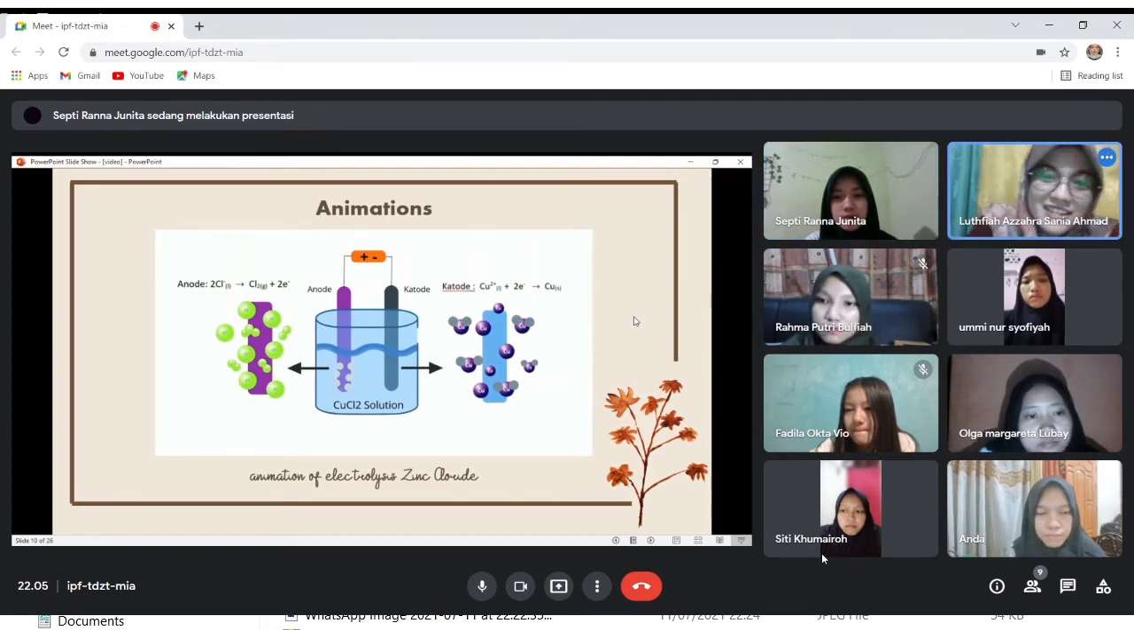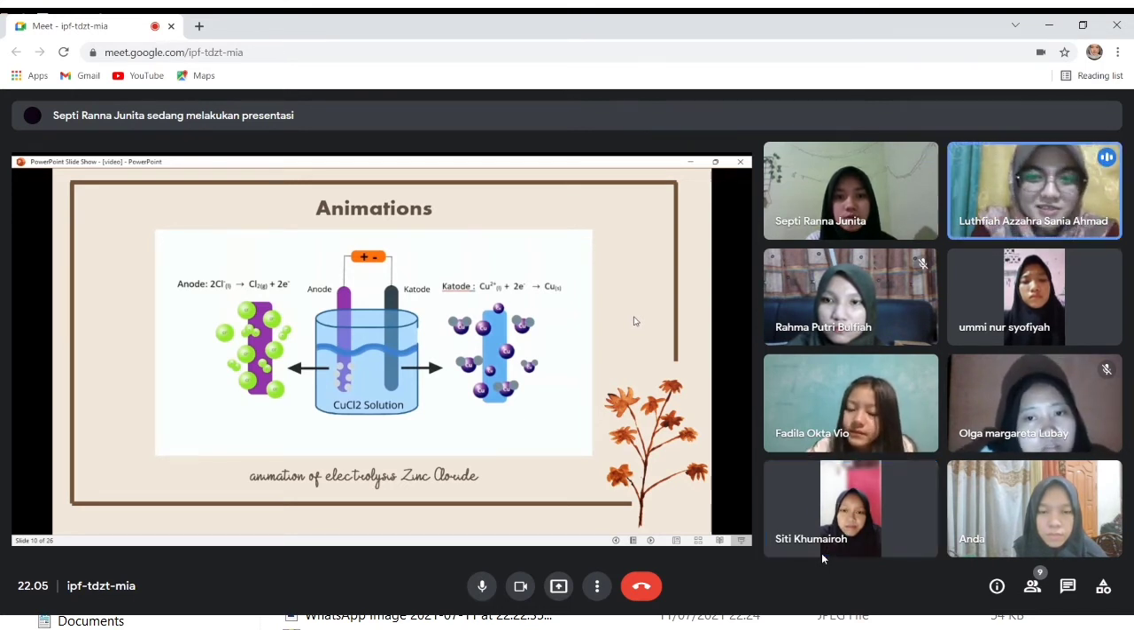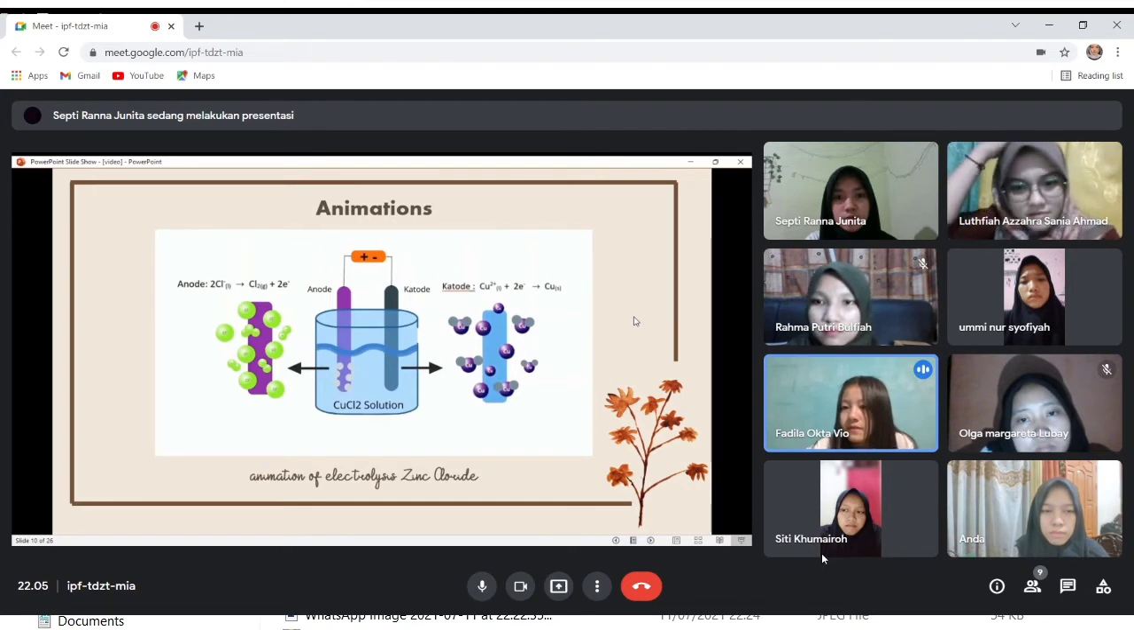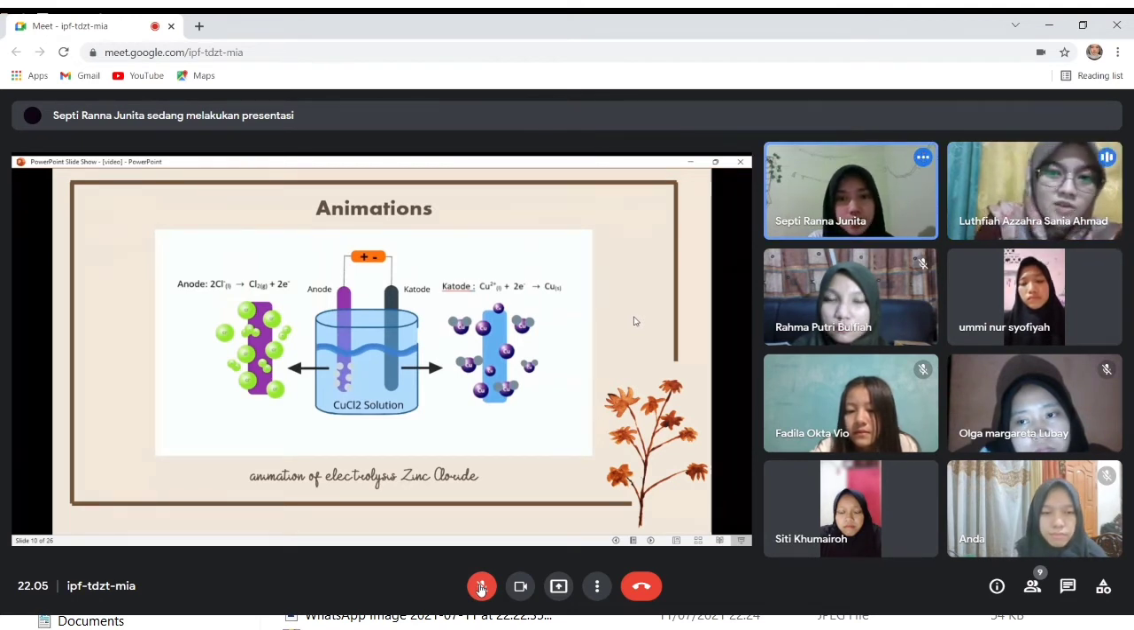Okay, now look at the animation again. Based on the animation, which species acts as cathode and anode? Cathode is the positive ions, which is zinc ion, Miss. Okay, thank you. What happens at the cathode? Cathode gains electron from the anode, Miss. Okay, good. What reaction will occur if the species gains electron from cathode? Reduction, Miss. That's right. How about anode?